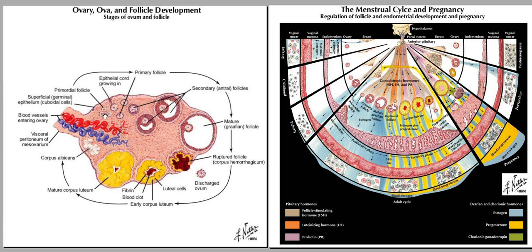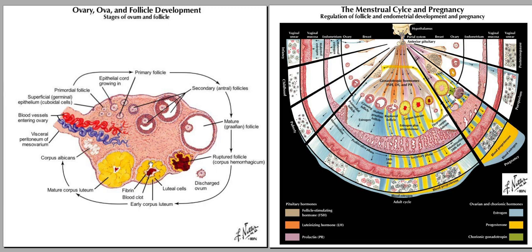Alright, so here let's start with the primary follicle. You have it over here, epithelial cord growing within, so the cuboidal cells are growing within, and then you still have your primary follicle, but it grows on to become the antral follicles or the secondary follicles, and it matures to become the Graafian follicle or the mature follicle, and then when it ruptures, it discharges the ovum.